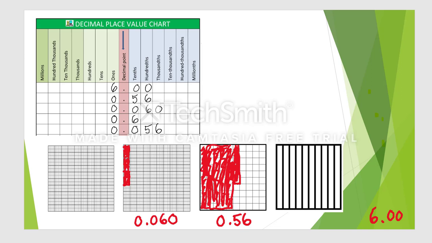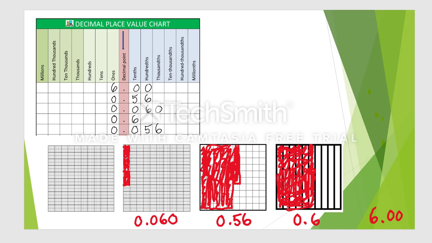All right, the next one here is 0 and 6 tenths. So if I use my tenths grid, I can shade in 6 of these. Okay, 1, 2, 3, 4, 5, 6. And this represents 6 tenths. You can see here that that's actually a little bit more than half of my entire grid.